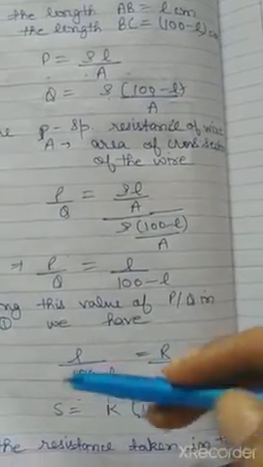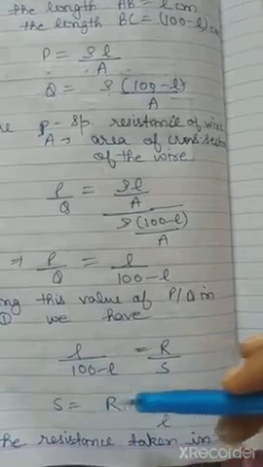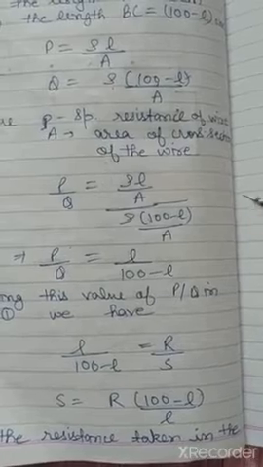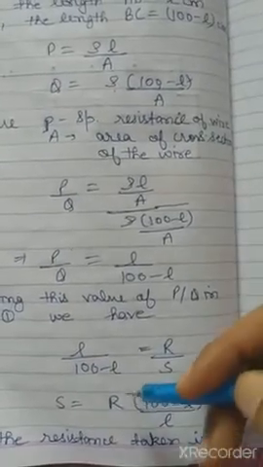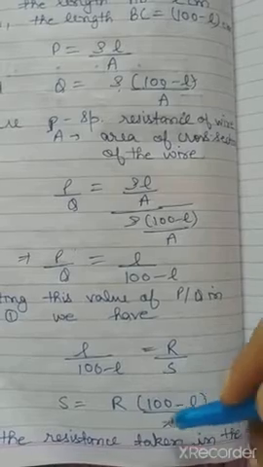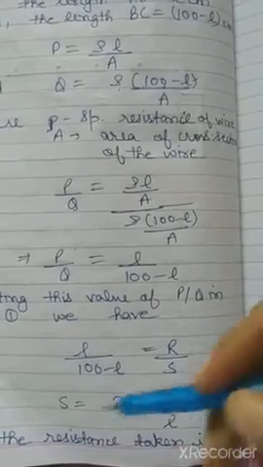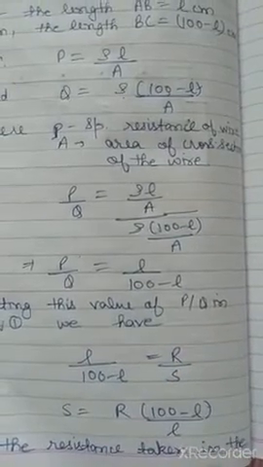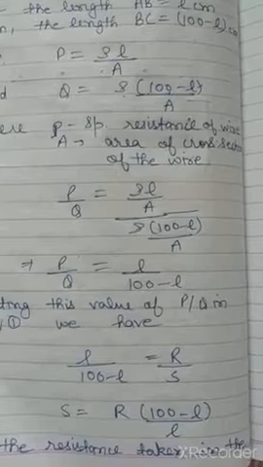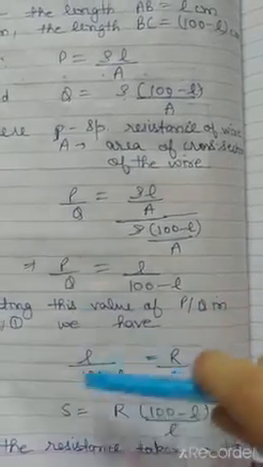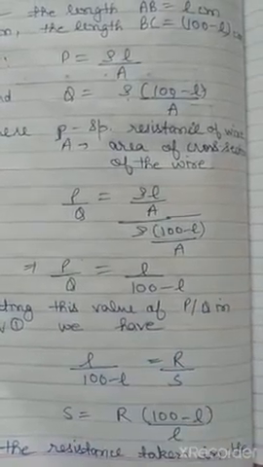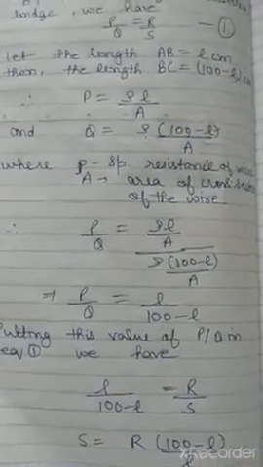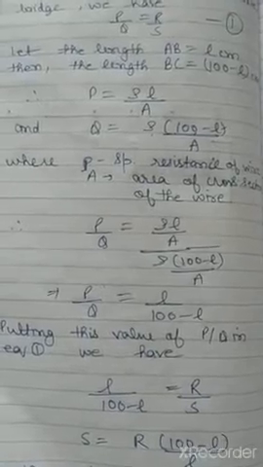So S will become the unknown resistance we have to find out. This will become equal to R into 100 minus L upon L. So first we had done for 1 ohm, so R value will become 1 ohm, and then you will put down the value of L and 100 minus L, so you will get the unknown resistance S for 1 ohm. Similarly you will do for 2, 3, 4, 5, and each time you will get the value of S, and then find the average of all, and that will be the value of unknown resistance. So this is how, using this meter bridge, we can find out the unknown resistance.